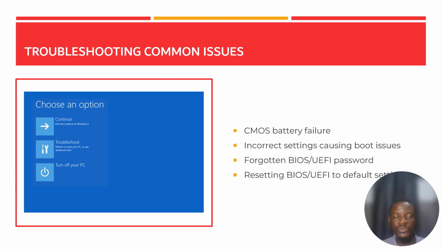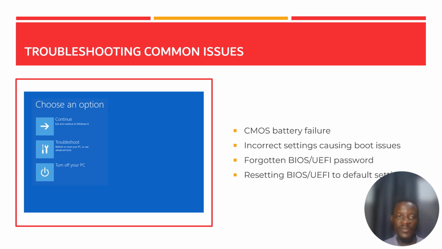Now, common BIOS or UEFI issues include CMOS battery failure, which can reset your settings. This is actually one of the most common I've seen. You turn on your system, it tells you to set time and date, or it tells you to press F1 and all those things. Why? Because the CMOS battery has failed. Most times these are issues I have, and the best fix is just to replace your CMOS battery. Go buy the battery and replace it.